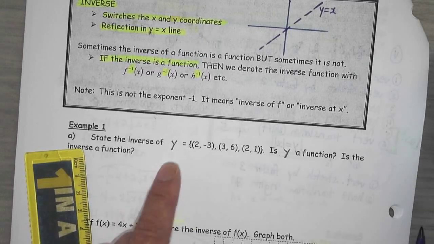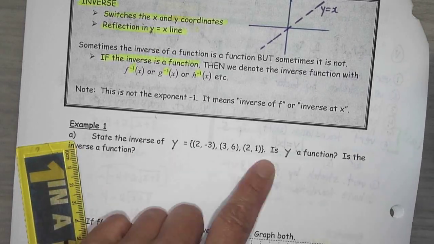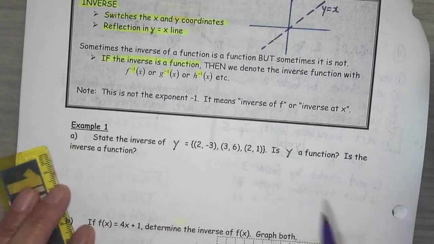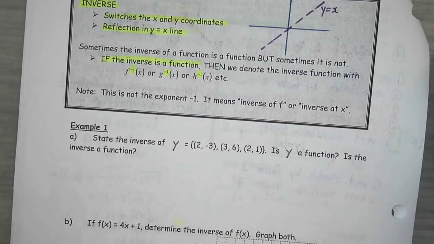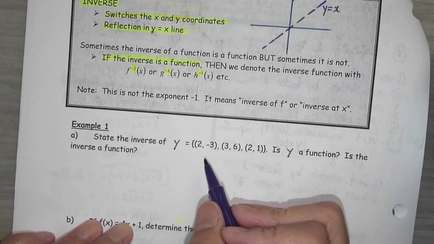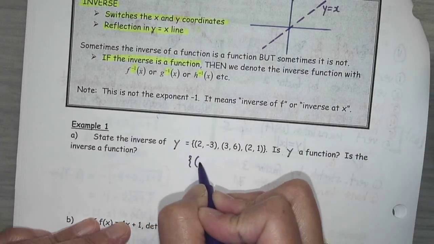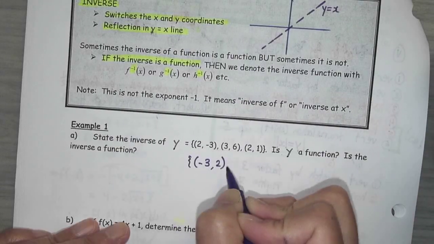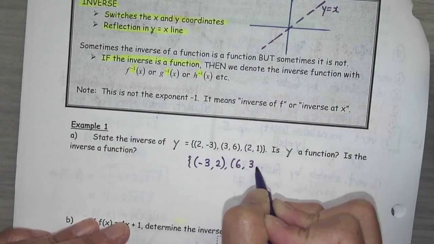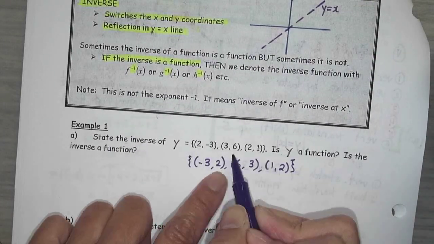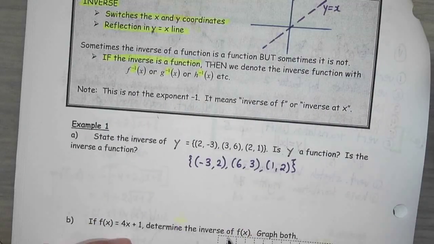So this first one, state the inverse of this. I have y equals those coordinates. I want to state the inverse. Okay, so the inverse for this one is going to be, flip it, -3, 2, 6, 3, and 1, 2. Does that make sense? So flipped it, make sure I did it right, 1, 2. So state the inverse of that.